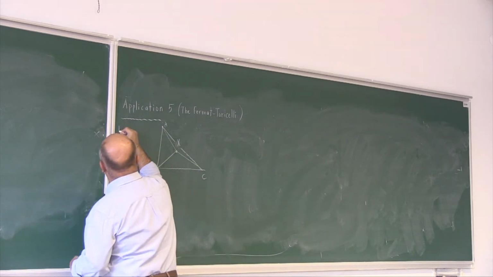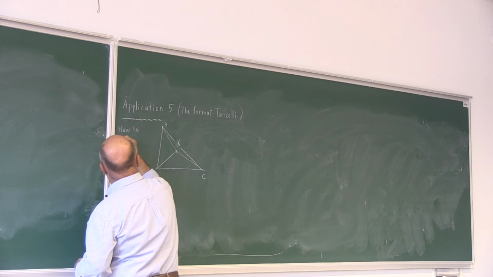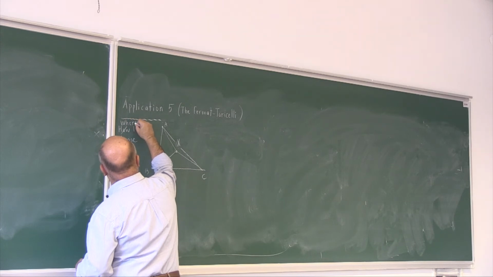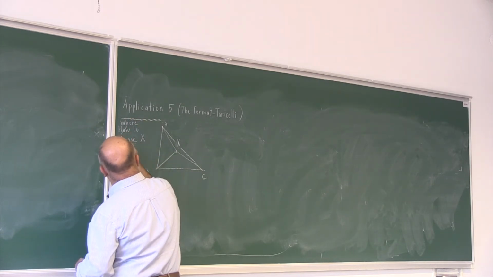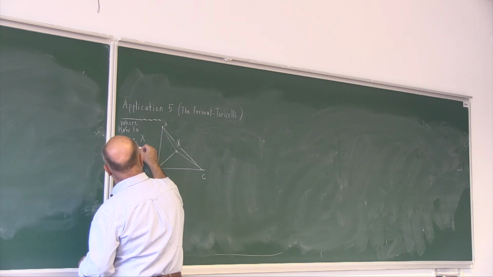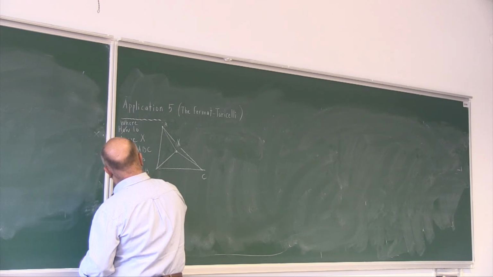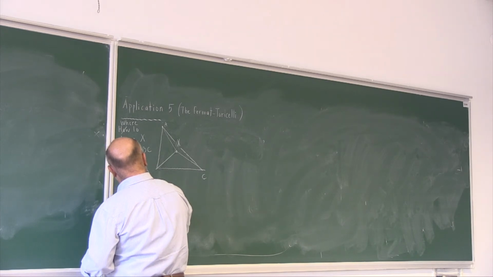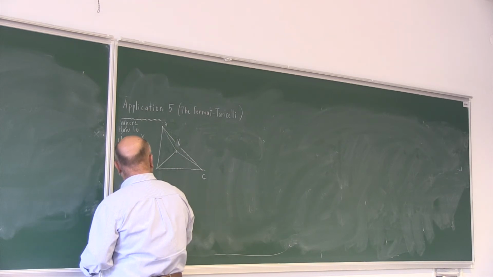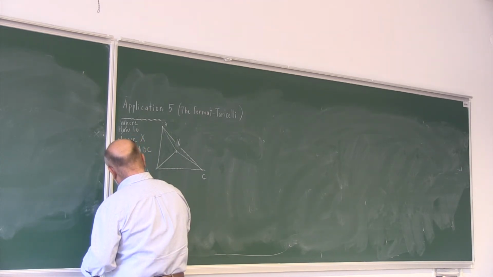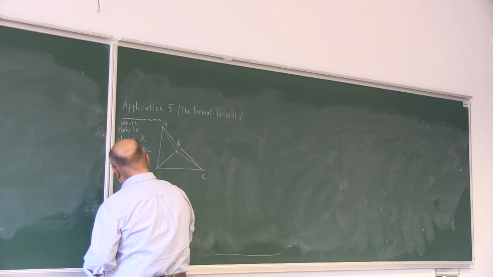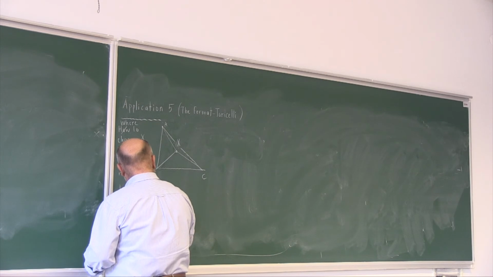Okay, how to choose. If you like, where to choose X inside ABC so as to make the sum of the distances AX plus BX plus CX as small as possible. Minimum. Now, where should it be?